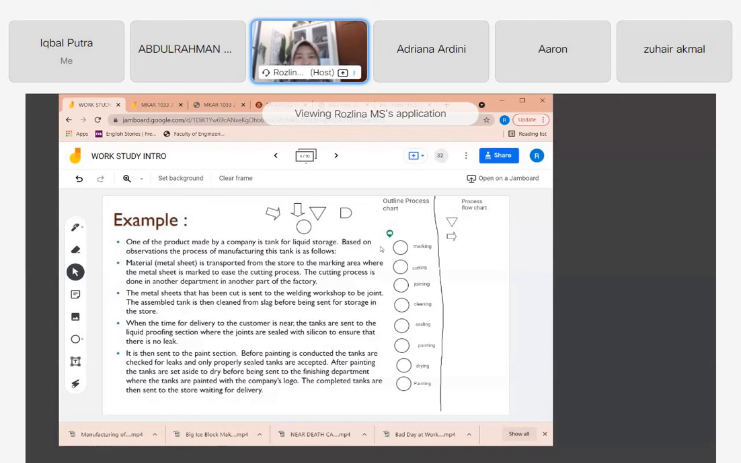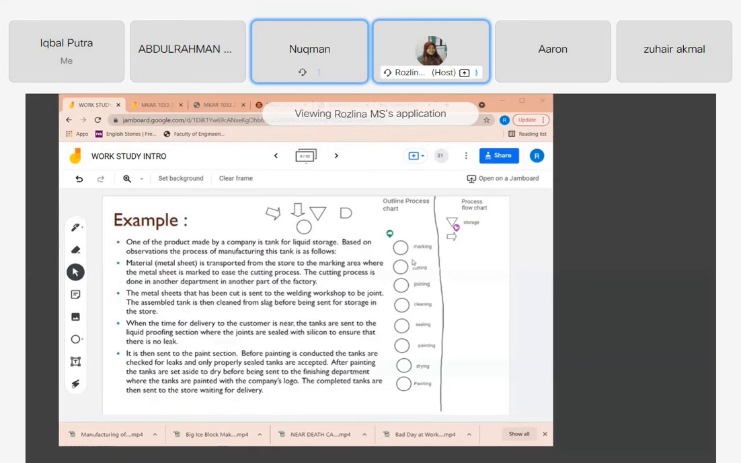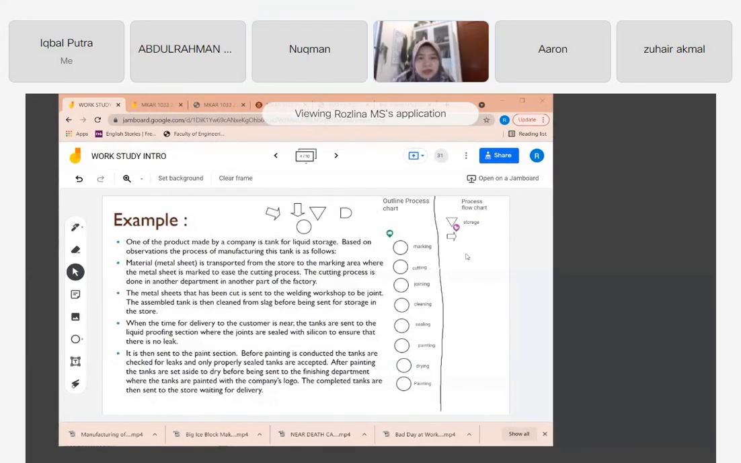Okay, the others, you can put the word here. Put the word. What is the word? Storage. The first one is storage. The second one is to marking area. Okay, the second is to marking area. Then only you have the marking there. Okay, to marking area and then marking.